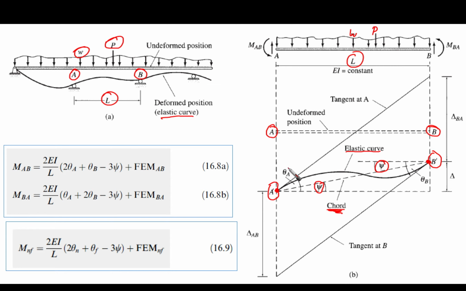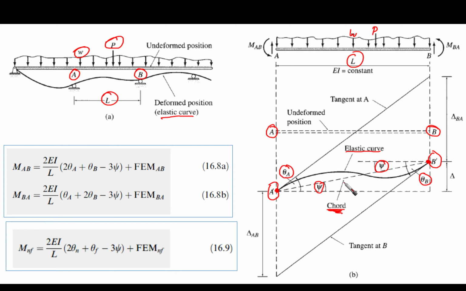The rotation angle that is going to take place at end A is between the horizontal and a tangent at the point A of the elastic line. We call it theta A. In a similar fashion, we can assume that the angle between the horizontal and the tangent of the elastic line at point B is going to be theta B. So these are the important annotations for us.